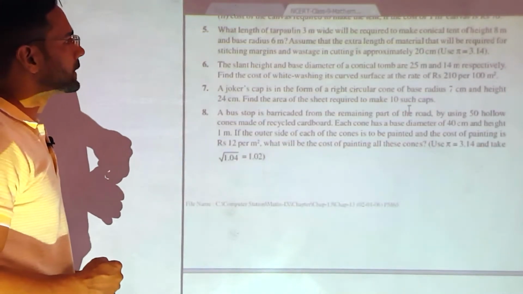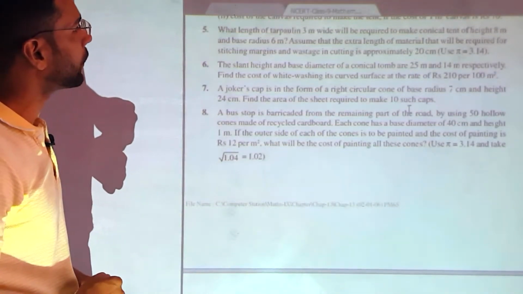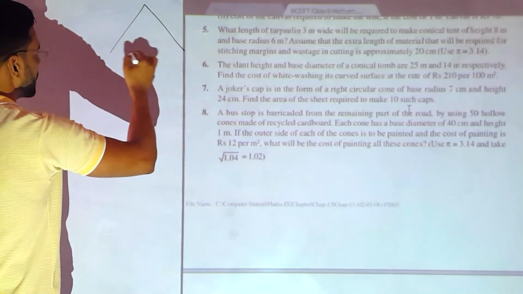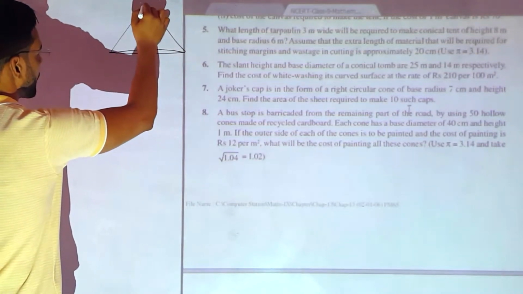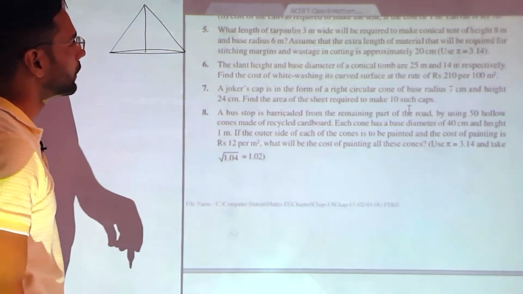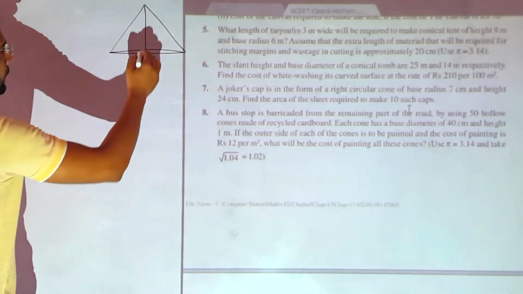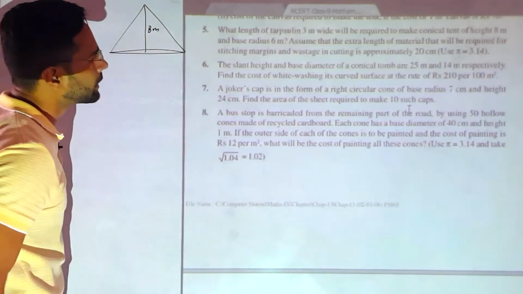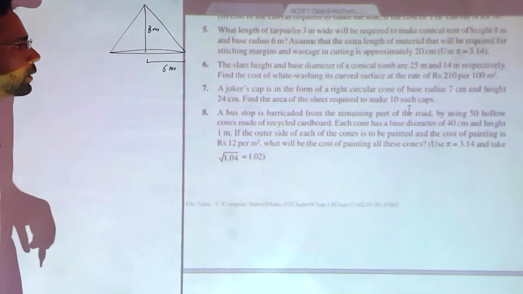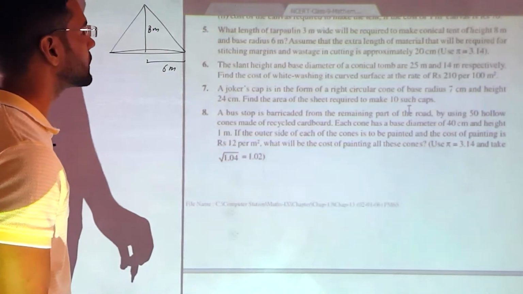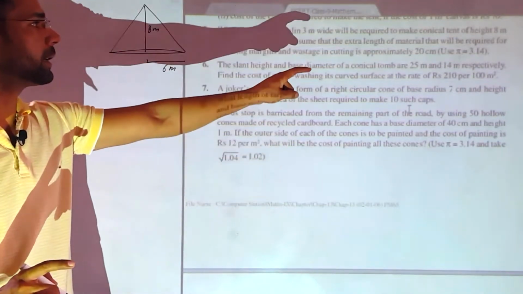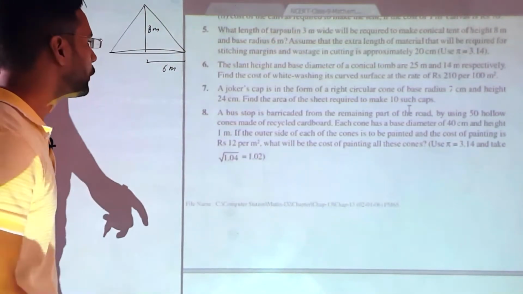What length of tarpaulin 3 meter wide will be required to make a conical tent of height 8 meter? Conical tent means like this. Height is straight and base radius is 6. Assume that the extra length of the material that will be required for the stitching margins and wastage in cutting is approximately 20 centimeter, and use pi is equal to 3.14 also.